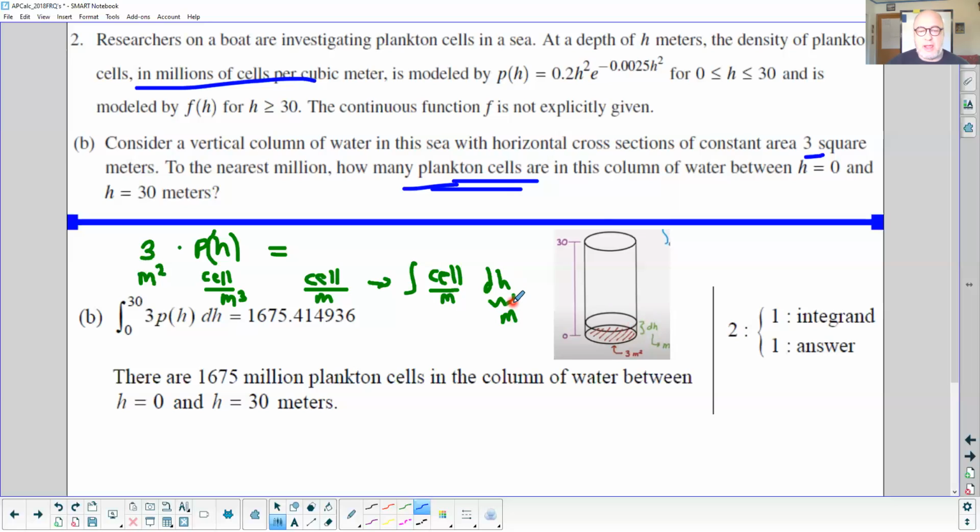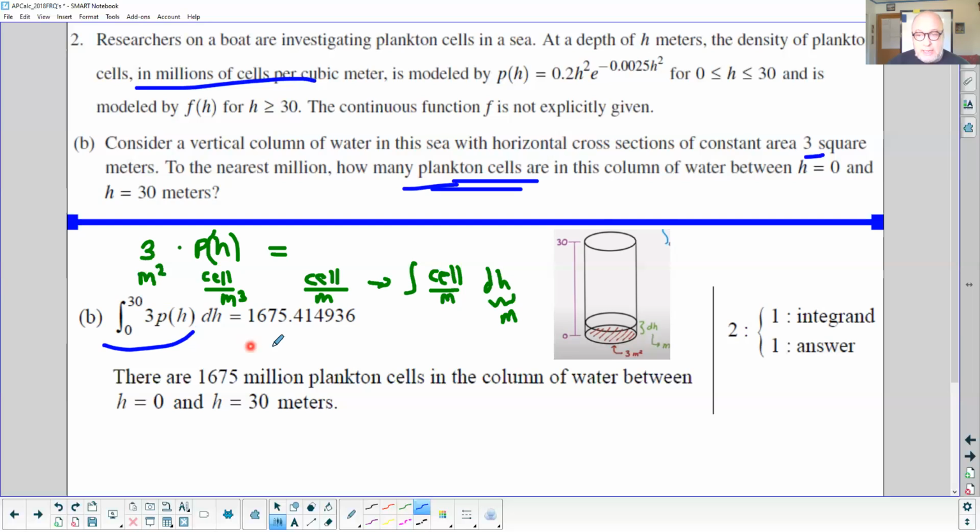Go back and look at part A, my little graph there. So if I do an integral, then I'm multiplying. So you're multiplying this to get it to cells per meter. And then when you integrate, you always multiply your units on the y-axis times your units on the x, but in this case, it's the h-axis in meters, and that just gives you total cells. So your integrand, that's important.